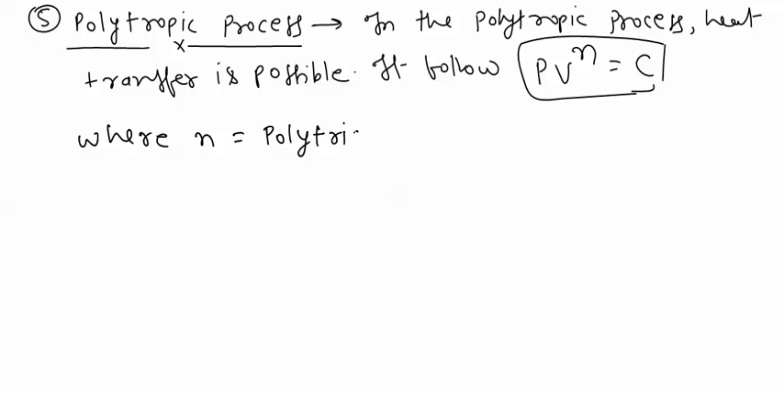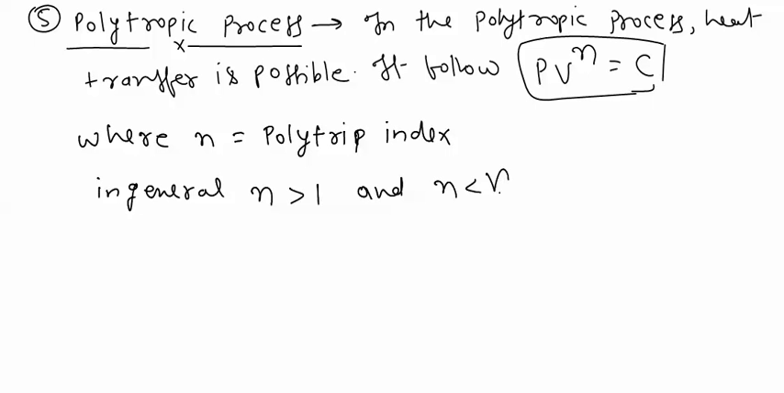In general, N is greater than 1 and it is less than gamma. It means you can say the value of the polytropic index is greater than 1 and less than gamma.